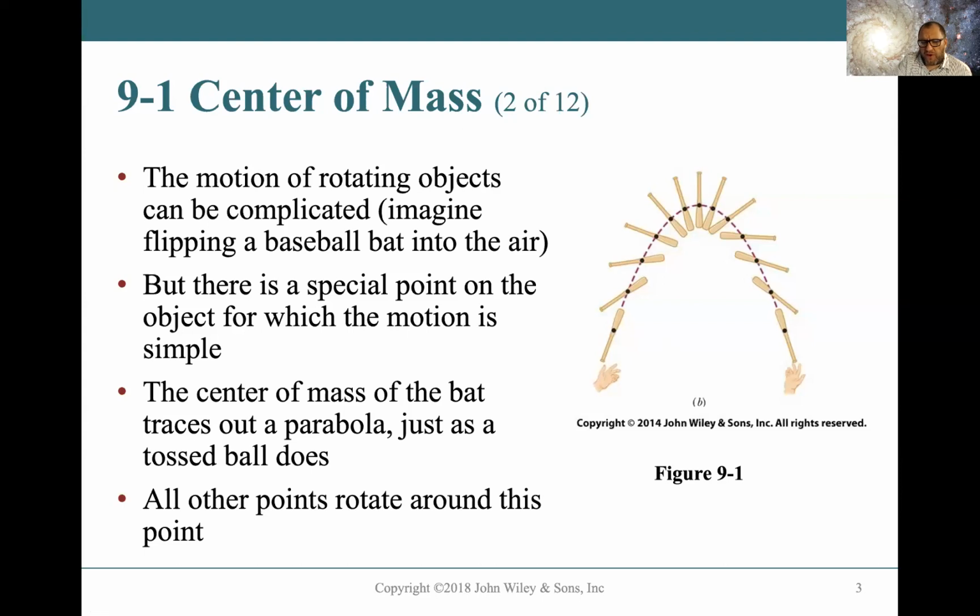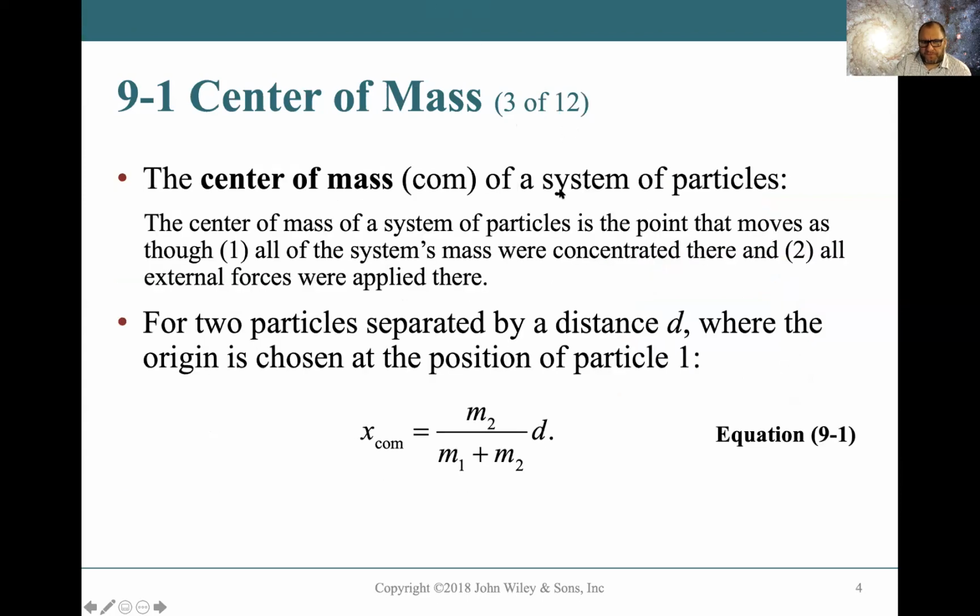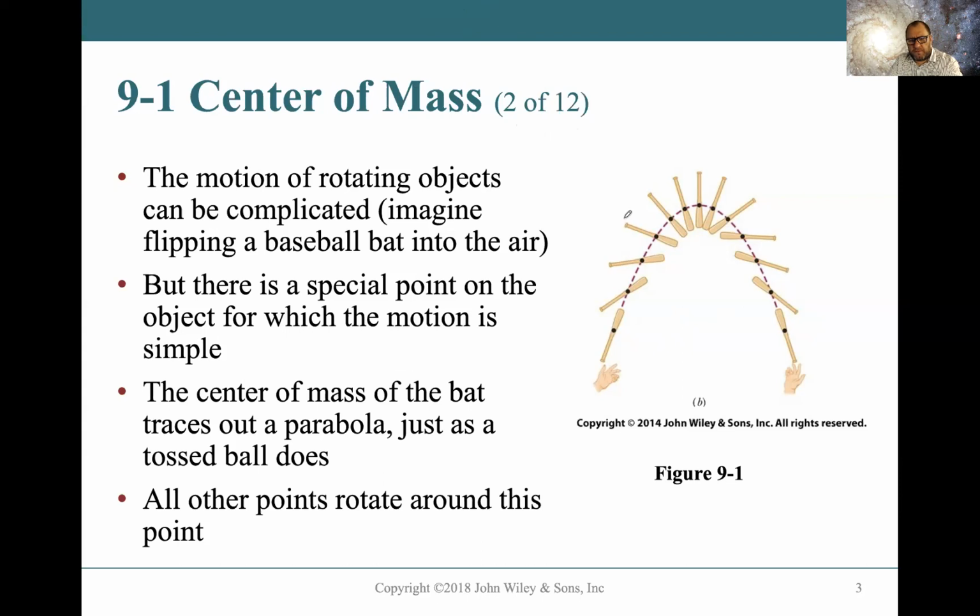Okay, so we get back here. We saw before that the center of mass of these particles moves like a point particle. So if we threw it up in the air, the center of mass would move just like any other projectile. This is true for baseball bats, solar systems, and galaxies too. You could approximate the center of mass of the solar system as a point particle.